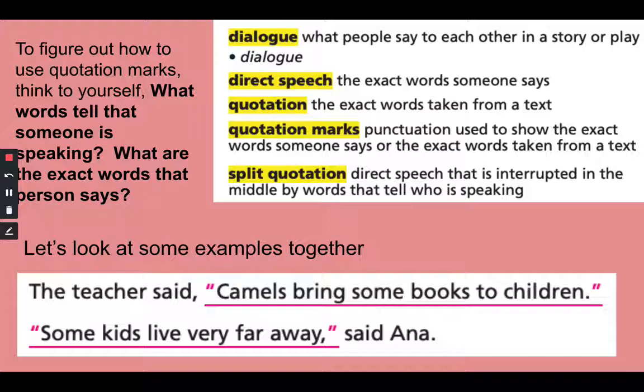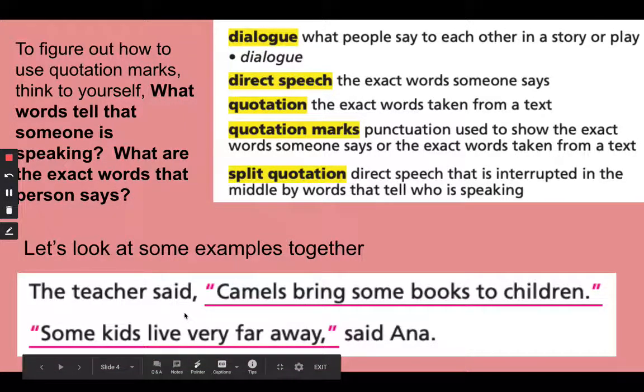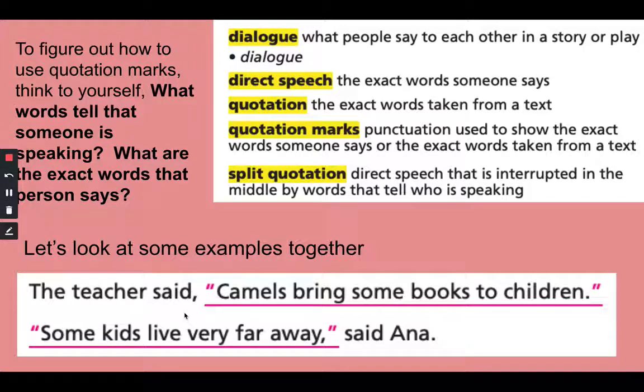In this first sentence, the dialogue comes at the end of the sentence. The first part, "the teacher said," tells us who is speaking. Notice how there are no quotation marks yet. Then the comma separates the tag, or who's speaking, from the dialogue. There is the beginning quotation marks and then a capital letter to start the dialogue. The end of the sentence is marked with a period and then a closing quotation mark.